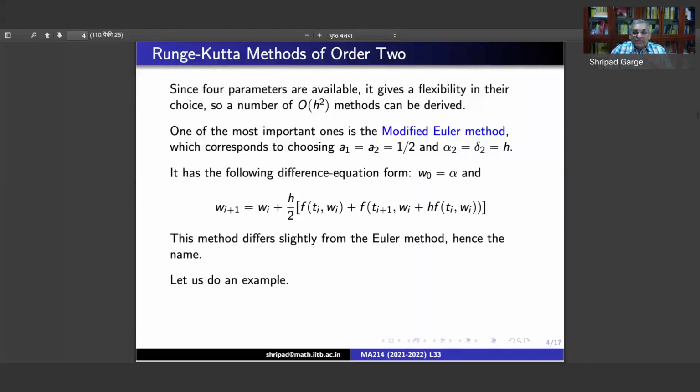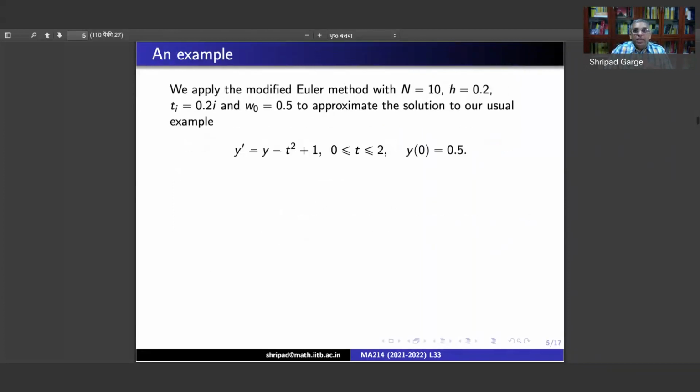Let's do an example as we have always been doing. It's the same example that we are looking at. Our usual example, which is y prime equal to y minus t square plus 1, 0 less than or equal to t less than or equal to 2, y of 0 is 0.5. We take capital N to be 10. So our h will be 0.2, Ti will be 0.2 times i, and W naught has to be 0.5 because you are looking at the initial value to be 0.5.